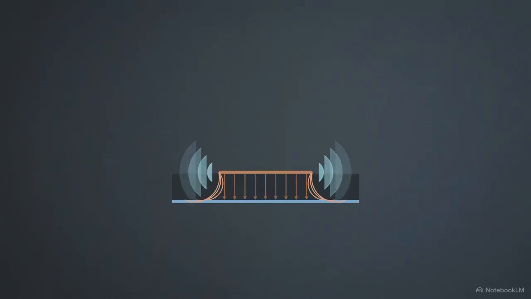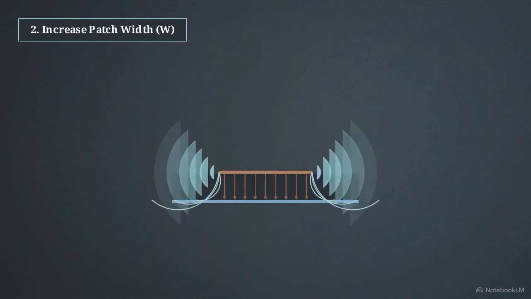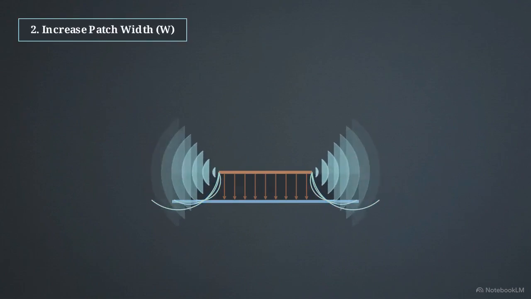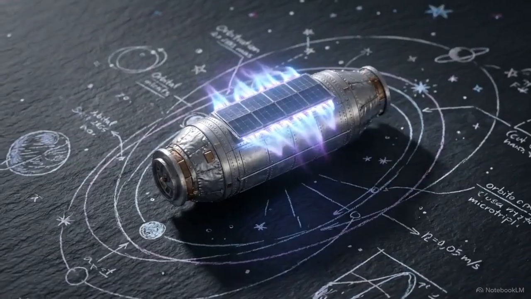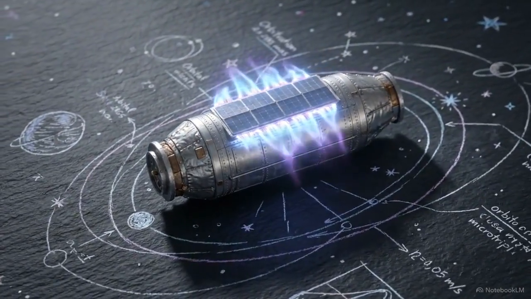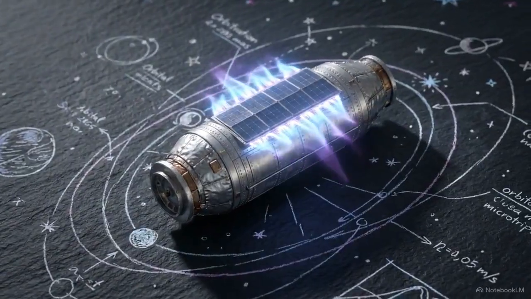The highest fields carry enough energy to break free entirely, propagating outward into space as electromagnetic waves. To maximize this fringing, an engineer can lower the substrate's dielectric constant, increase the patch width, or increase the board height. Here, fringing is not an electrical defect to be minimized. It is the single physical mechanism that allows the microstrip antenna to transmit vital information.